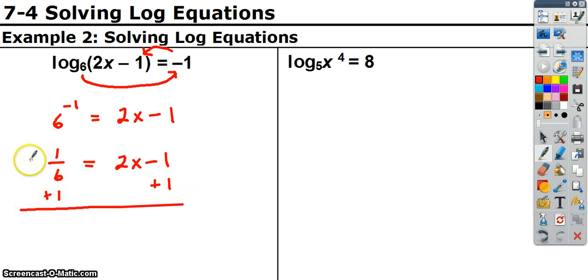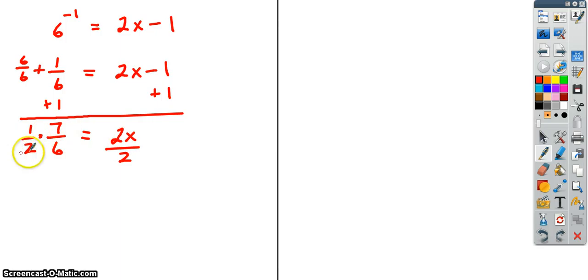So 1 is 6 over 6. So 6 over 6 plus 1 over 6 is 7 over 6 equals 2x. And then we're going to divide by 2. Dividing by 2 is the same as multiplying by a half. It's a lot easier visually to see how this is going to work out when we do it this way. So that's going to be 7 over 12.